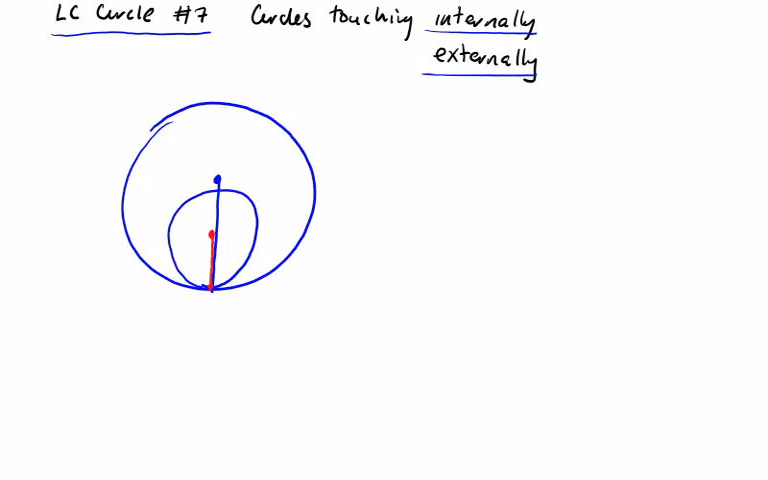I'll call this point A and this point B. So what can we say about the distance between their centers? If I call the big one R1 and the small one R2, the distance between their centers is going to be R1 minus R2. So this is for internal. The distance between their centers will be the big radius minus the small radius.